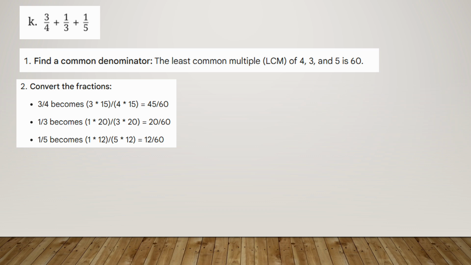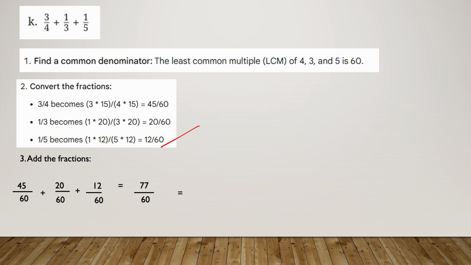Then convert the fractions. 3 by 4 becomes 45 by 60. 1 by 3 becomes 20 by 60. And 1 by 5 becomes 12 by 60. Then add the fractions. 45 by 60 plus 20 by 60 plus 12 by 60. That is 77 by 60.